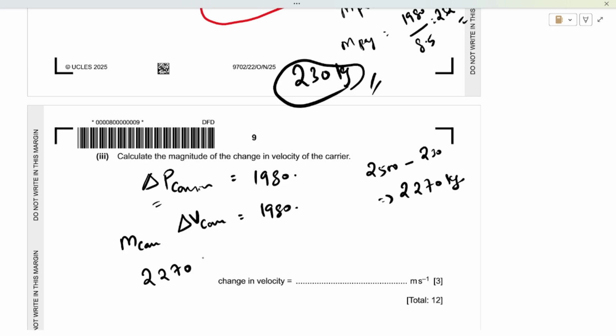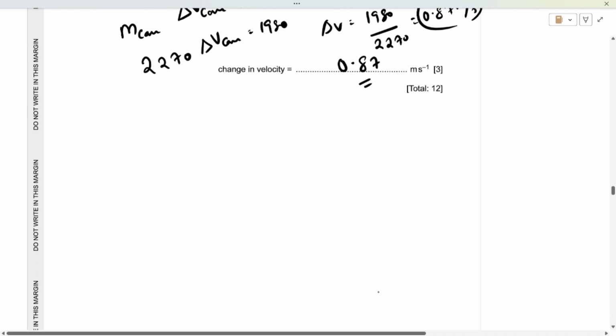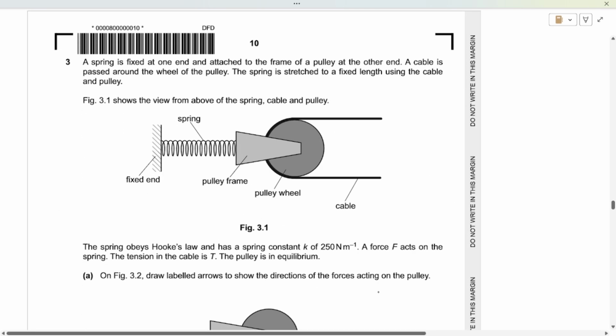So applying the mass here, 2270, and the change in the velocity of the carrier is equal to 1980. So the change in the velocity is equal to 1980 divided by 2270. The change in velocity becomes 0.87 meter per second. So the answer is 0.87. Going for the next question.